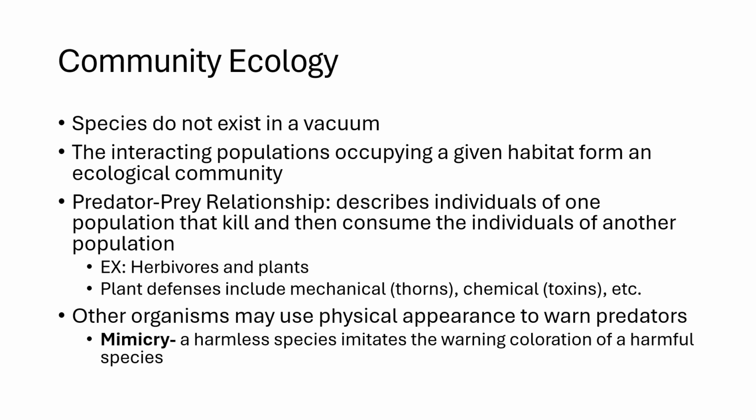But in the case of organisms that are brightly colored to indicate, hey, I don't taste good or I'm toxic, some other organisms may try and take advantage of that and use a similar physical appearance in a phenomenon called mimicry. So a completely harmless species will imitate the warning colorations of the actual harmful species to take advantage of the predator recognizing those colors and saying, hey, this isn't going to taste good.